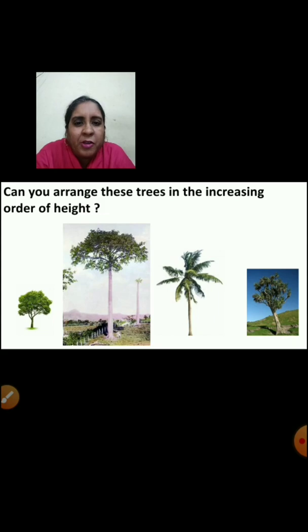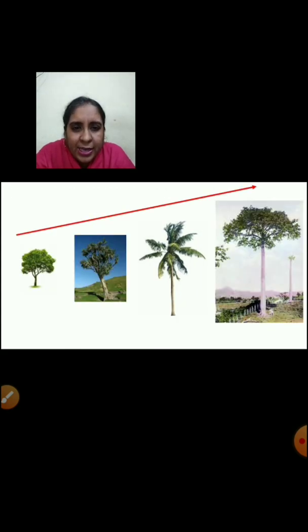Let me see which tree will come first. Yes, the small tree will come first. Then little bigger than that tree. Then again bigger than the second tree. And the biggest tree will come last. It means from small to big. The trees are arranged according to their heights from small to big. So this is called ascending order.